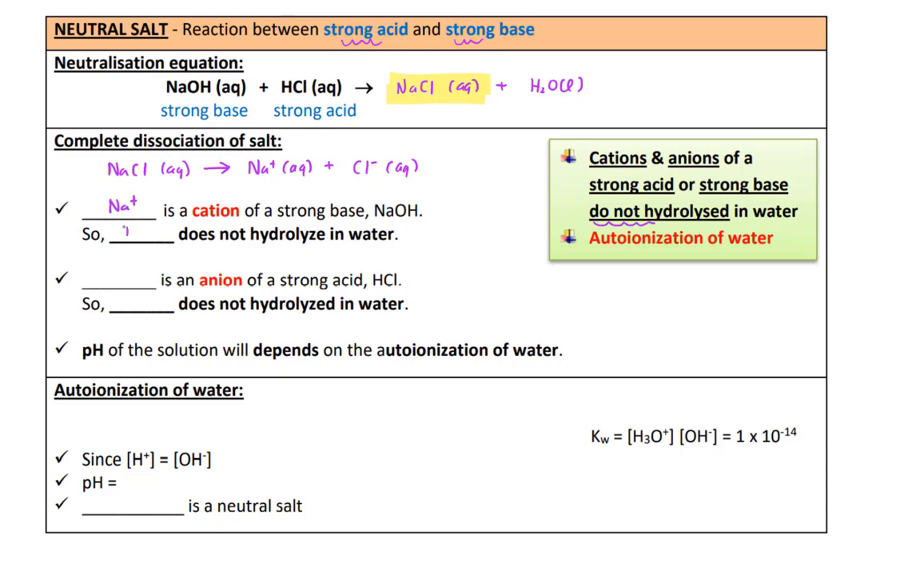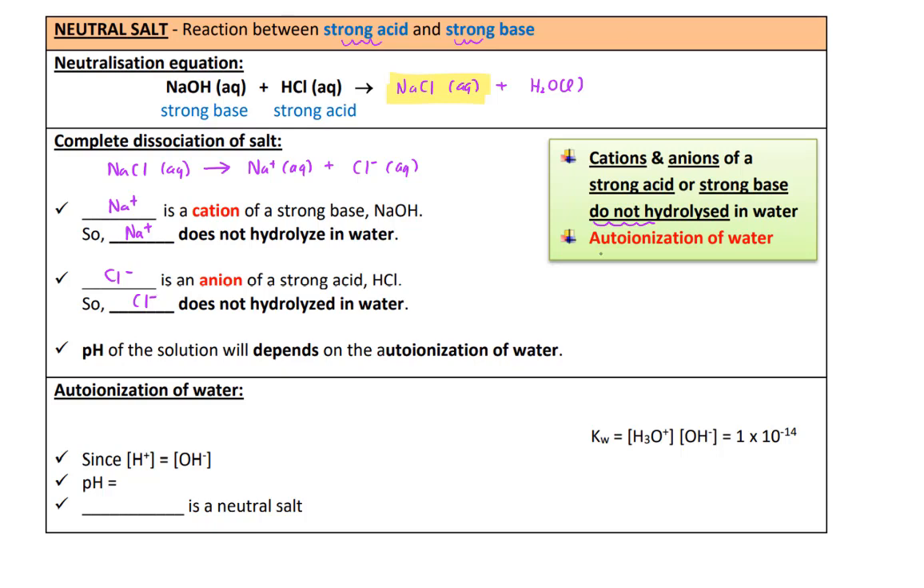So therefore, Na+ does not hydrolyze in water. Similarly, Cl- is the anion produced from a strong acid, so Cl- does not hydrolyze in water. So both Na+ and Cl- do not hydrolyze.